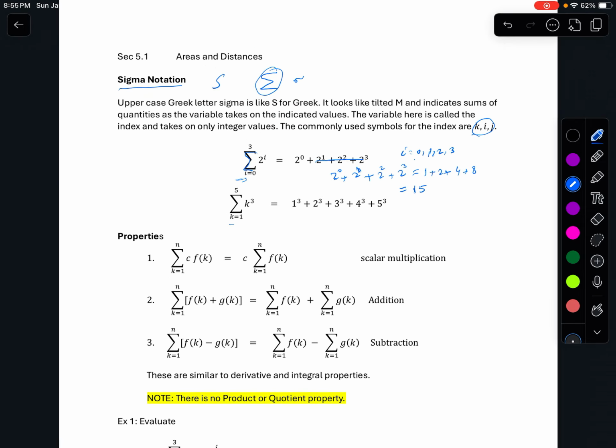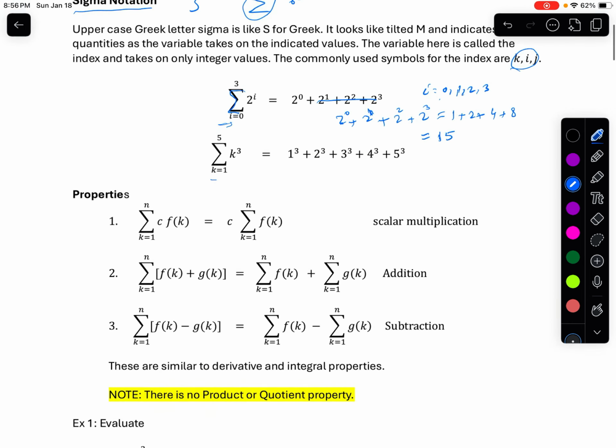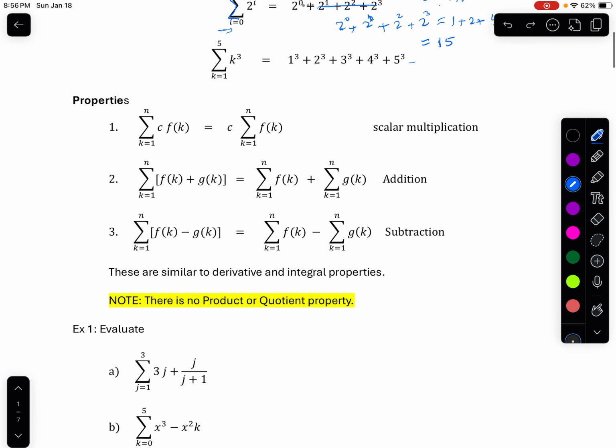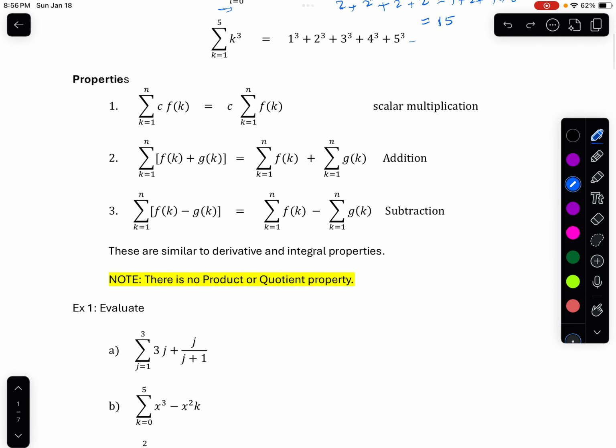So since k is going from 1 to 5, it means k is going to take on values 1, 2, 3, 4 and 5. So I write 1 cube plus 2 cube plus 3 cube plus 4 cube plus 5 cube. Will I write plus 6 cube? No. Why? Because this was the maximum value I could take. So if you want, you can simplify and get what the number is.